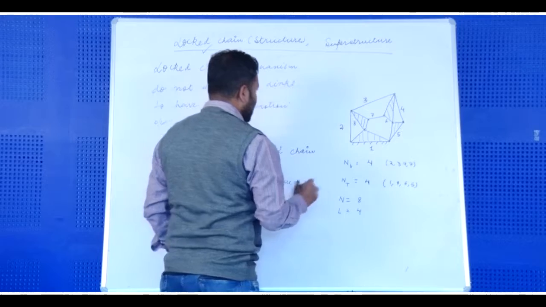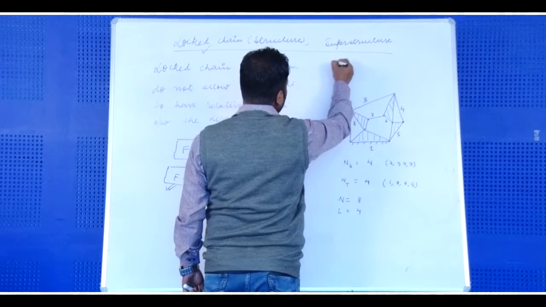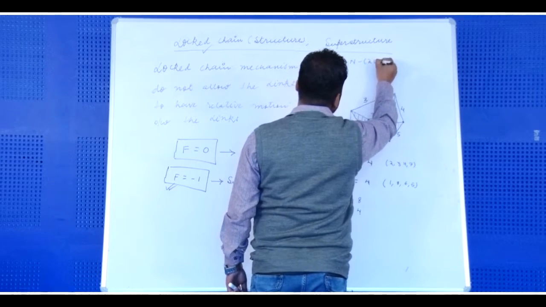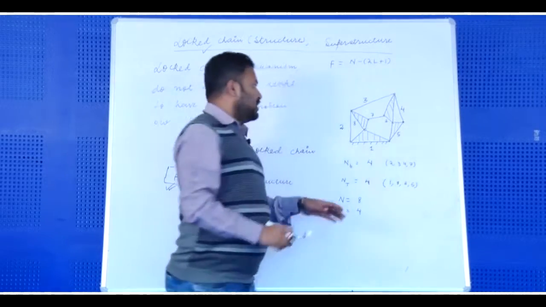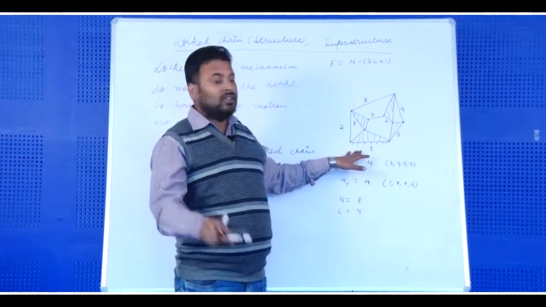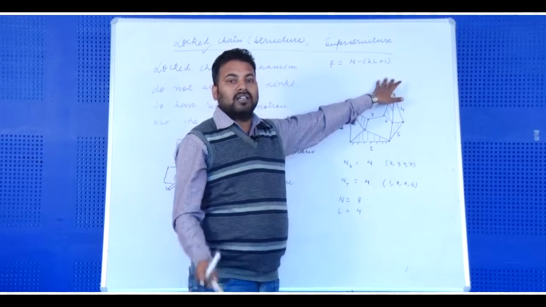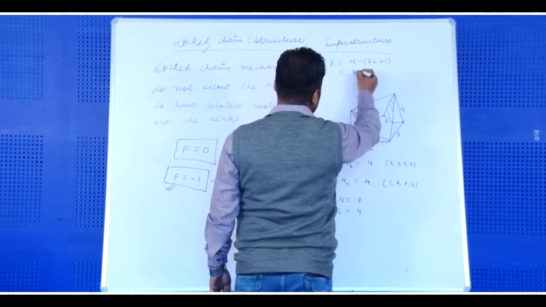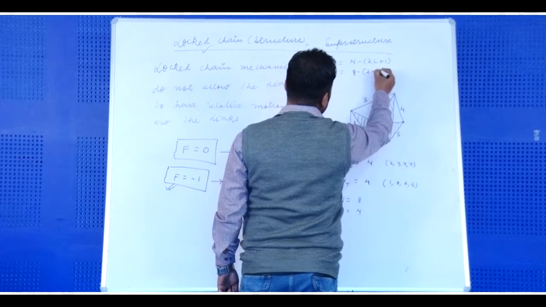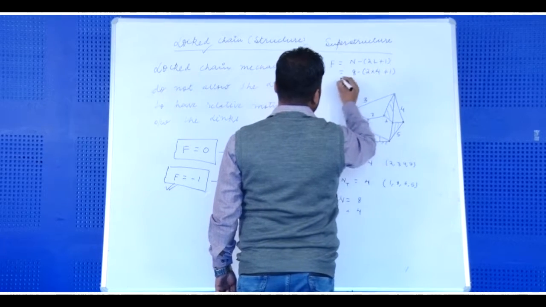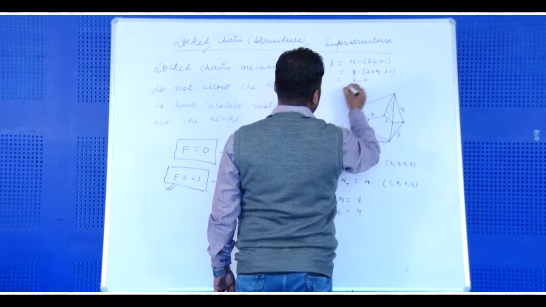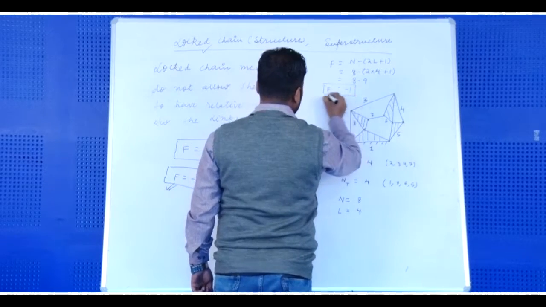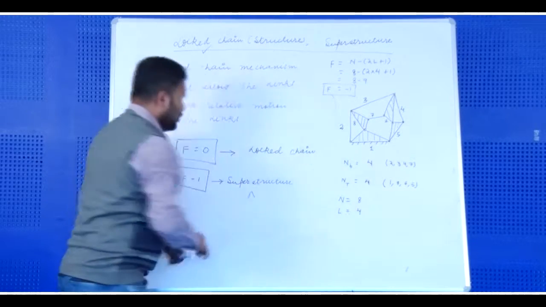Now, if I apply Grubler's empirical formula, F is equal to n minus 2L plus 1. As you can see that there is no redundant link, that is why redundant degree of freedom is not taken care of here. By applying the formula, we have n equal to 8, so 8 minus 2 into 4 plus 1, that is 8 minus 9, which is equal to minus 1, which is the case of a superstructure.